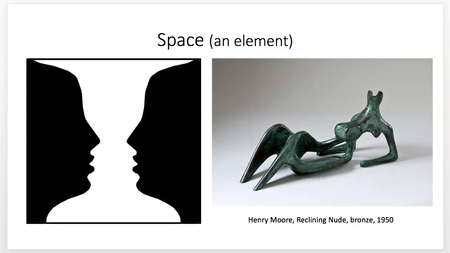Space is also an element. We saw this earlier with the form, but we could talk about space as in the negative space. This one's playing with what's negative, but in this it would be the parts that are not the sculpture. And then the positive space, actual space. There's actual space in 3D objects, and then in 2D objects, it's illusion of space. This one's playing with the idea of what's the background, what's the foreground, what's the negative, what's the positive. Faces, vase, back and forth, so you get the feeling of space right there.